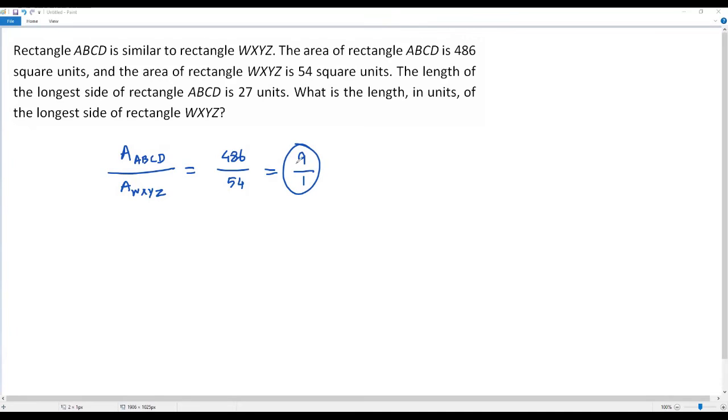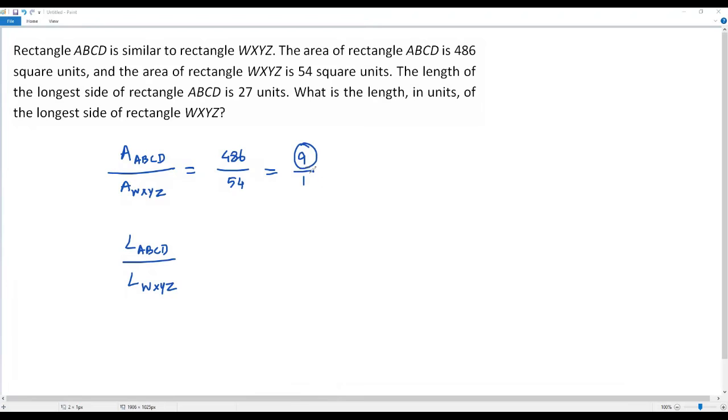From this ratio, I can get the ratio of the longest sides of the two rectangles, that is the longest side of rectangle ABCD and the longest side of rectangle WXYZ. We know that area is measured in square units. Since this is a ratio of areas of the two rectangles, we have these two quantities in square units. And the length of the side of a rectangle is a linear unit. So we'll have these two quantities in linear units. Now to get the ratio of the longest sides of the two rectangles, we have to convert these two quantities to linear units. Right now they are in square units.